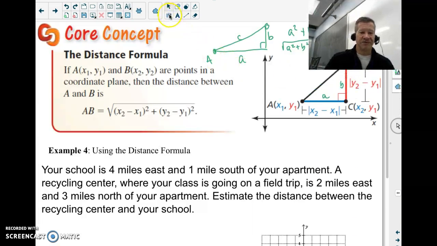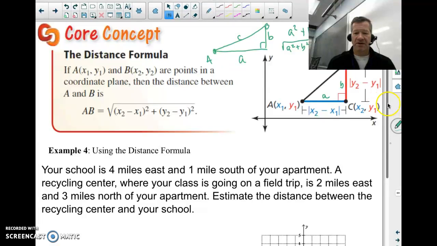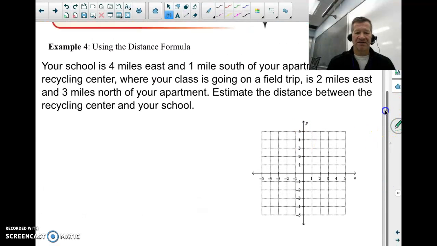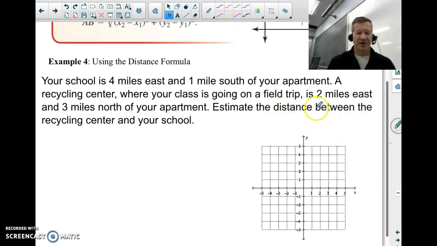So now, using the distance formula, if your school is 4 miles east and 1 mile south of your apartment, a recycling center where your class is going on a field trip is 2 miles east and 3 miles north of your apartment. Estimate the distance between the recycling center and your school.